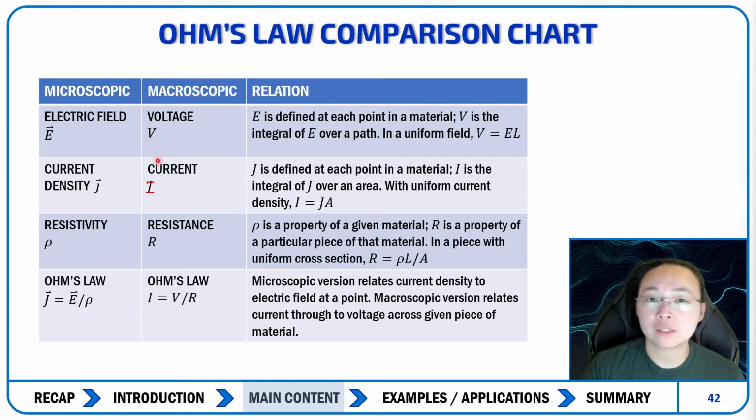A. So keep in mind, so far we've found out that with the macroscopic view, we know that the electric field is uniform, so that we can have voltage. We know that current density must be uniform so that we can have current. We have resistivity rho, and if it's uniform, and there's a uniform cross-section, we get resistance R. And so we have the microscopic view of Ohm's law, where everything is not consistent and not uniform, and we can calculate the current density. And we have the macroscopic view of Ohm's law, in which case it relates current through to voltage across a given piece of material.